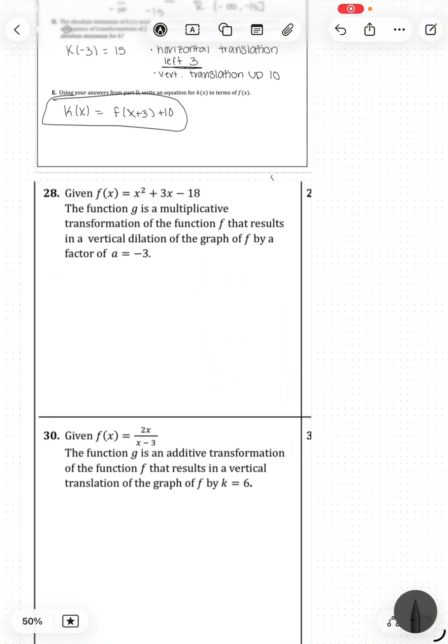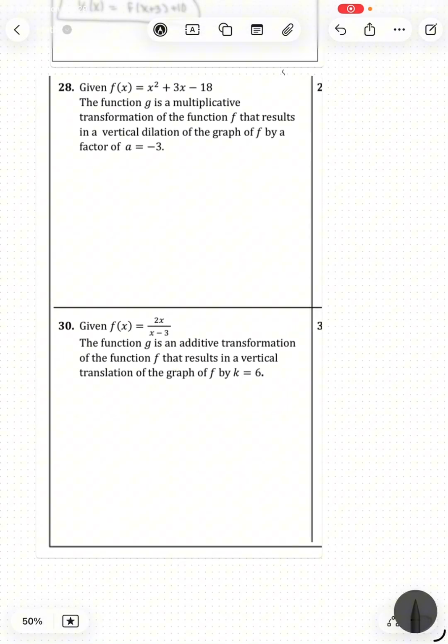Okay, moving on. Given f of x equals x squared plus 3x minus 18, the function g is a multiplicative transformation of the function f that results in a vertical dilation of the graph of f by a factor of a equals -3. And we must write a function based on these descriptions. So, the function g of x is -3 f of x. But now we must solve. So we plug in the f of x equation.